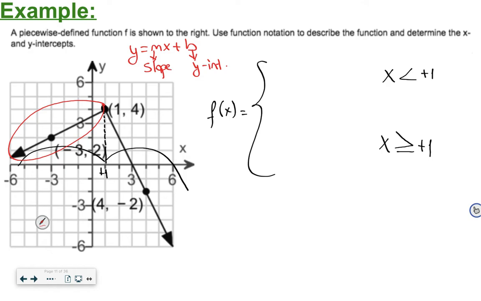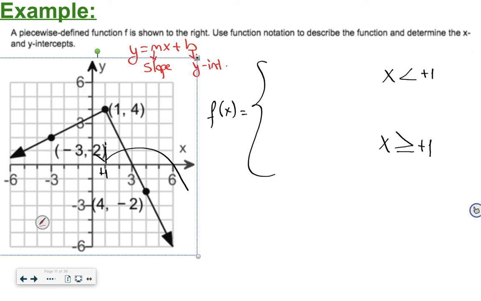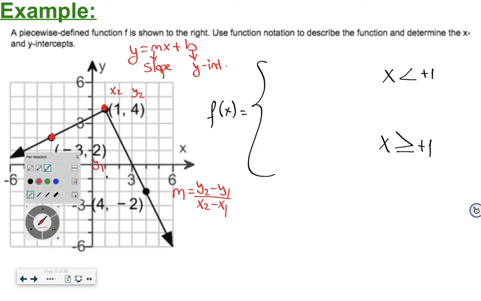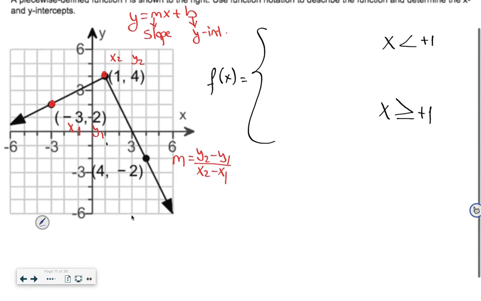Now, let's find the m and b. I already know 2 points here. One of the points is here, which is -3 and 2. The other point is 1 and 4. How am I going to find the slope, ladies and gentlemen? Remember that to find the slope is y2 minus y1 over x2 minus x1. So let's say that this is x1, y1, this is x2, y2. If I substitute this, you are going to find the linear equation. Let's find out.